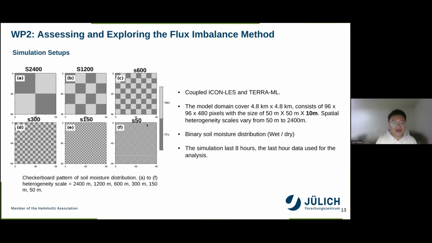To be clear, the domain area is the same and the grid size is also the same, as I mentioned on the right side, but the heterogeneity scale is different. We want to study how these scales affect the structure of the secondary circulations. The simulation lasts for 8 hours, and we use the last hours for the analysis here.